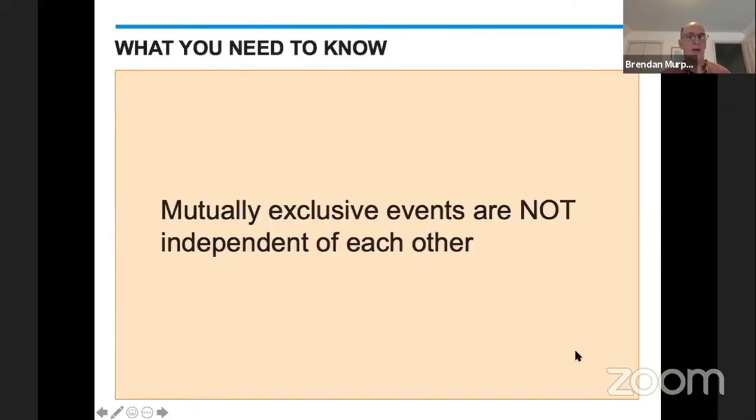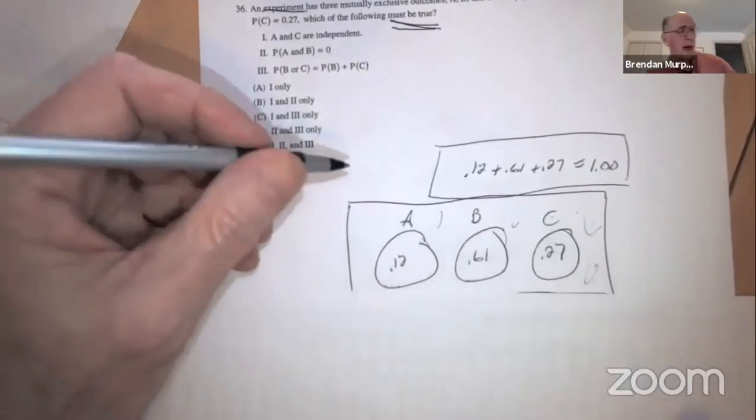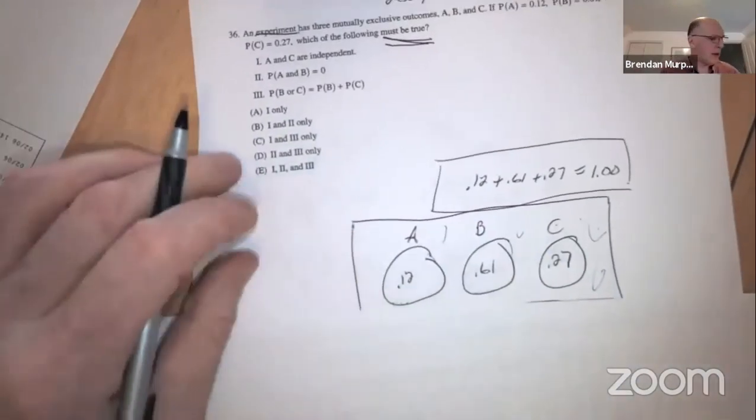Mutually exclusive events are not independent of each other. It's an important concept, and there are 2 different major concepts going on here. So make sure you're comfortable with that, and I think in some ways that's really what this problem is testing. Do students understand that mutually exclusive events are not independent of each other? Mutually exclusive events are not independent of each other.